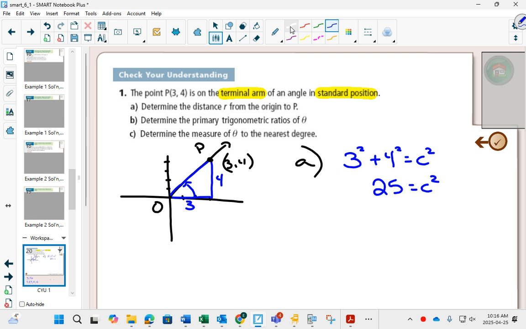Oh my goodness. Are you okay if I don't do the plus or minus part? Probably should, because everybody forgets plus or minus, so I'm going to do it and take it away. C is equal to 5. It's a famous 3, 4, 5 triangle.